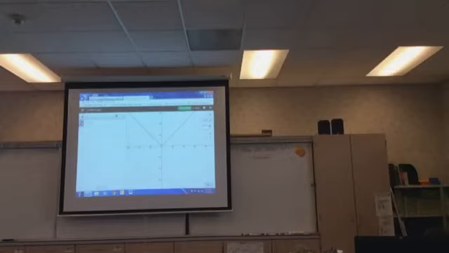Okay, push the keyboard down there so we have a keyboard. And I want you to try and put in the equation for that. Now, what you're going to do is push y equals. Push y equals. Okay. y is equal to.